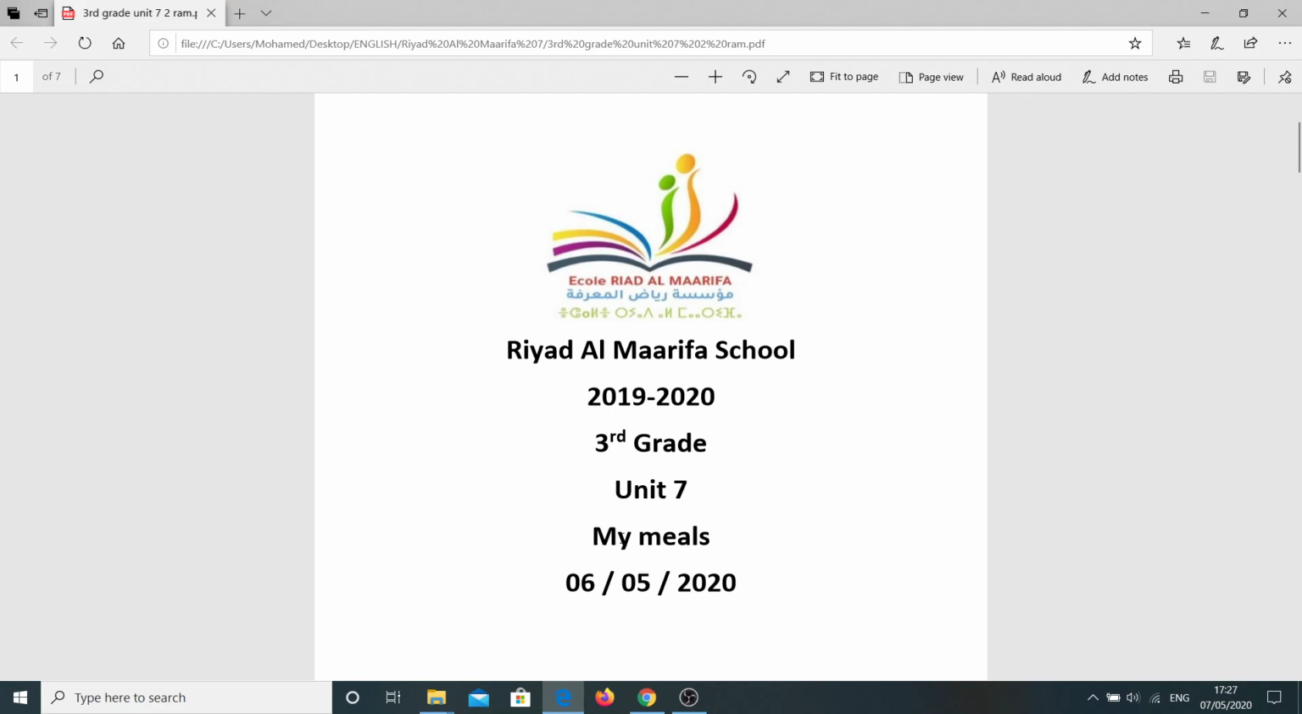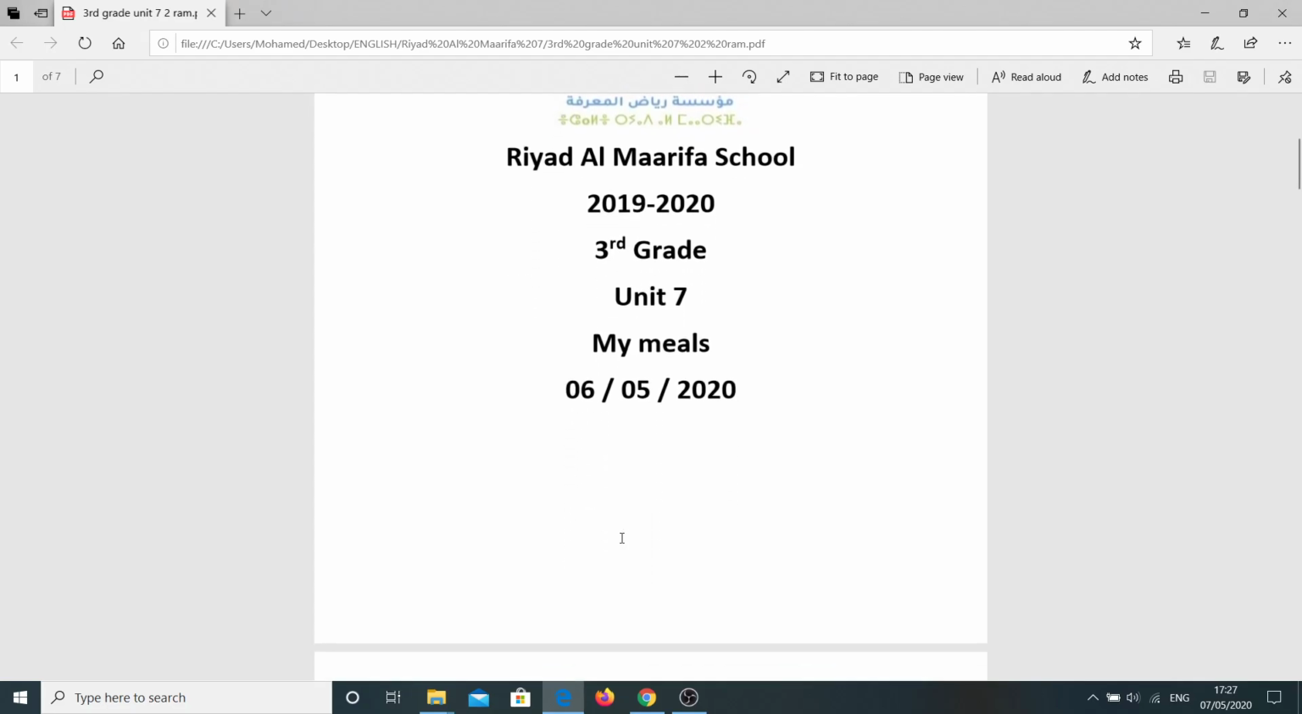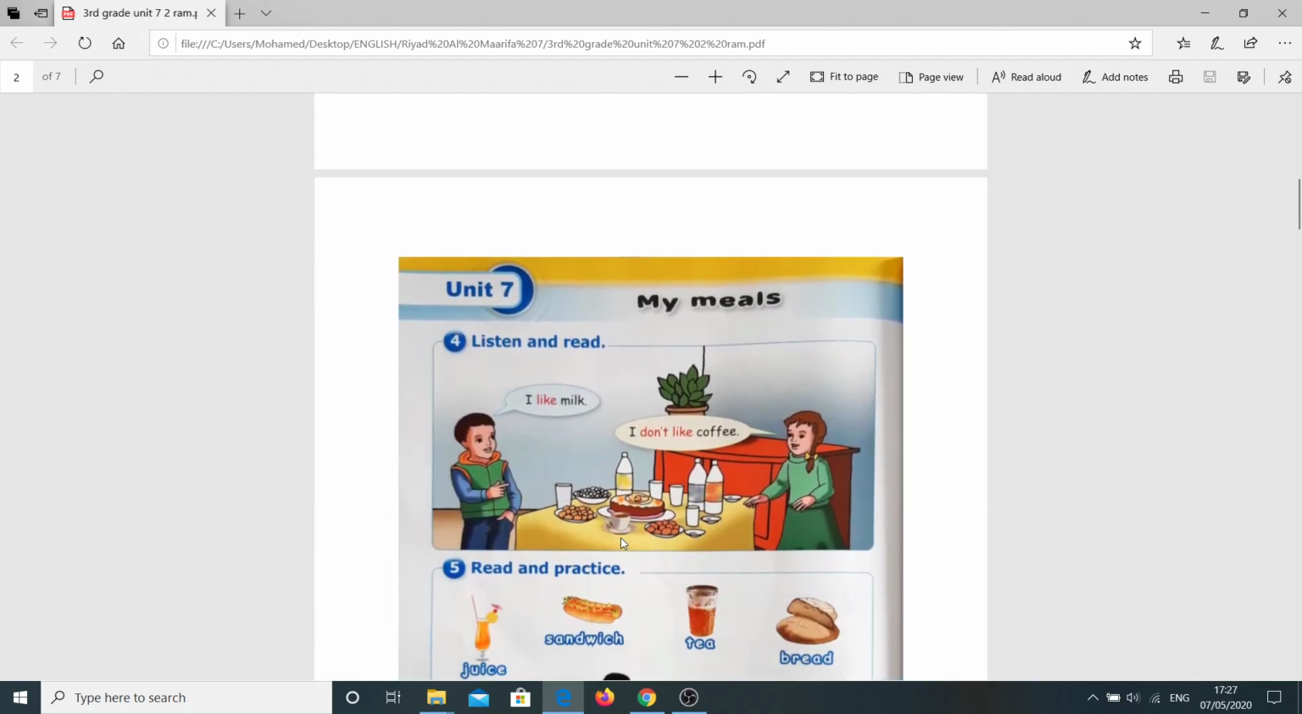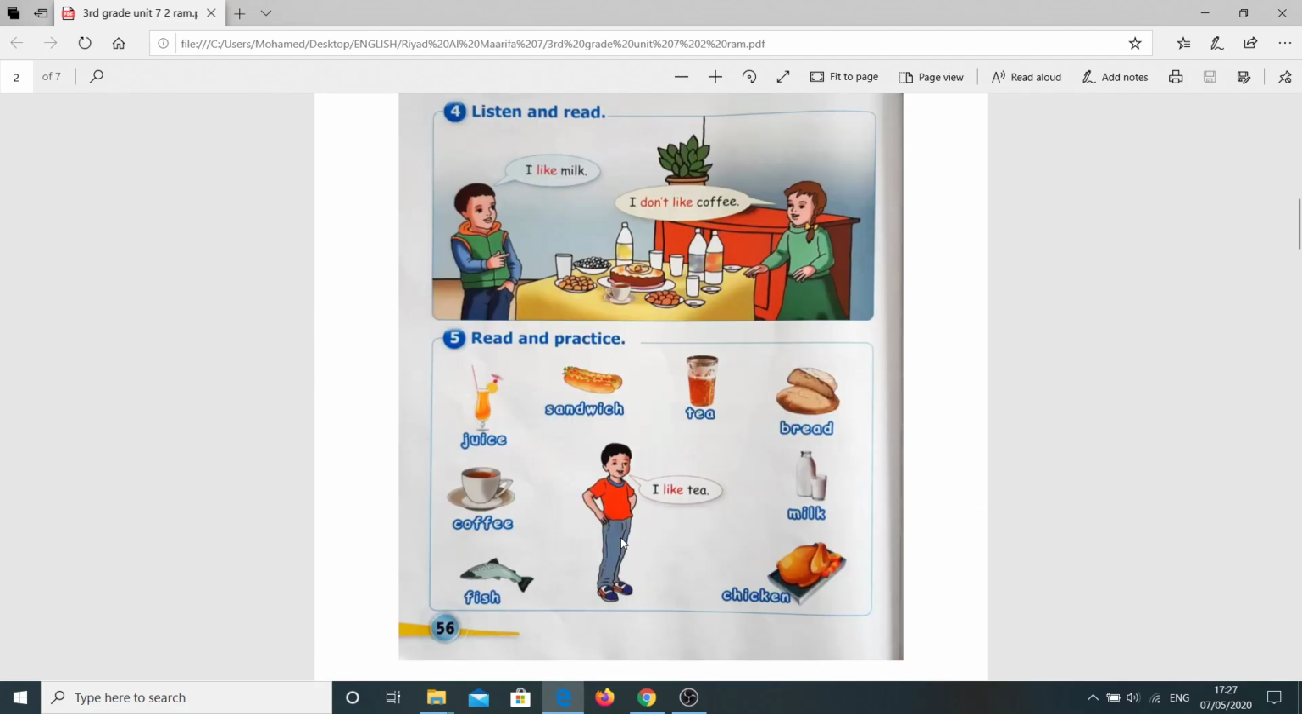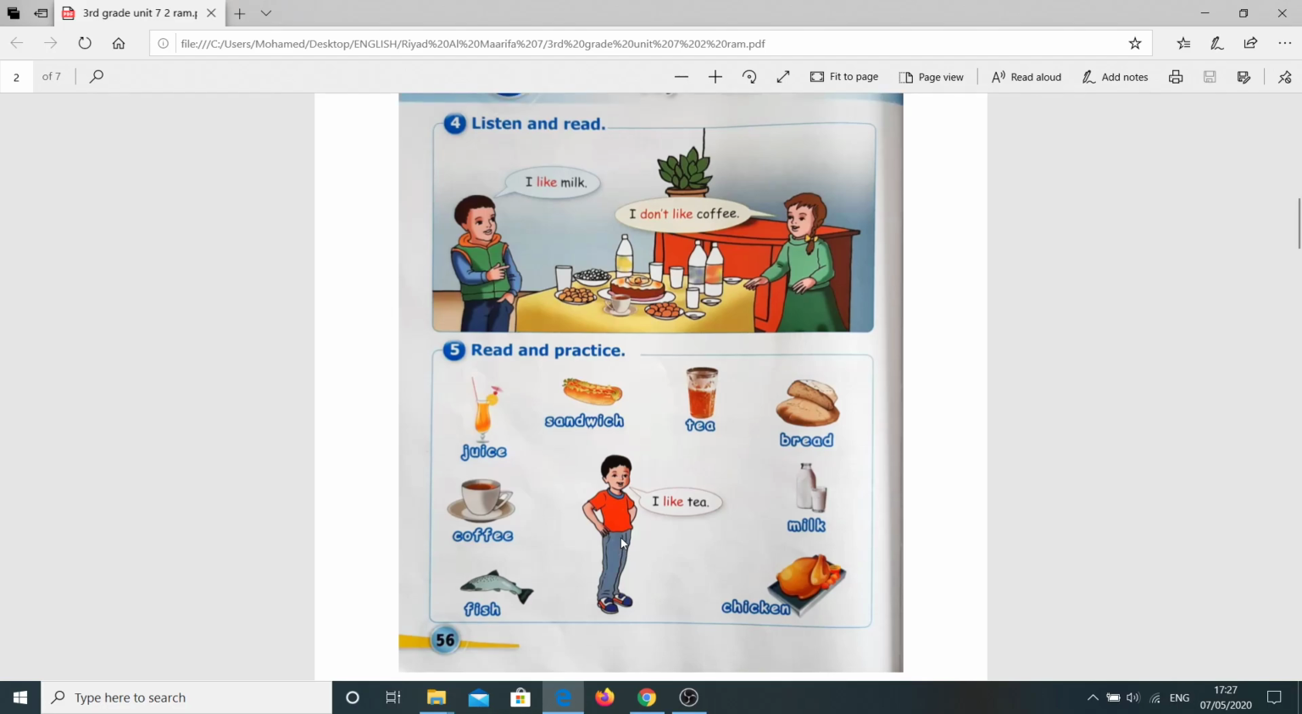Now, we're still learning about meals. Today, we're still learning about meals, drinks, and foods. Now, please open your books. Page 56. Question number 4.